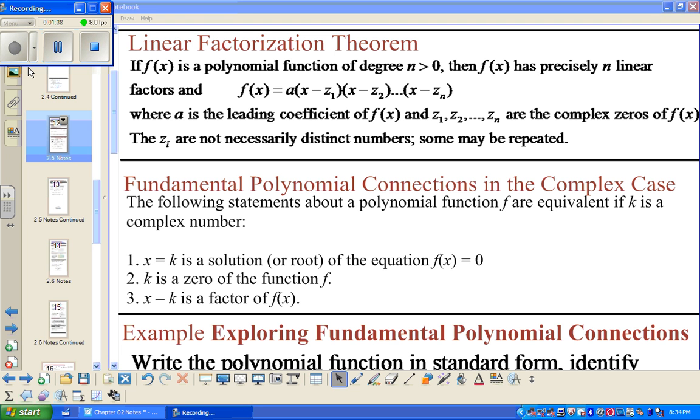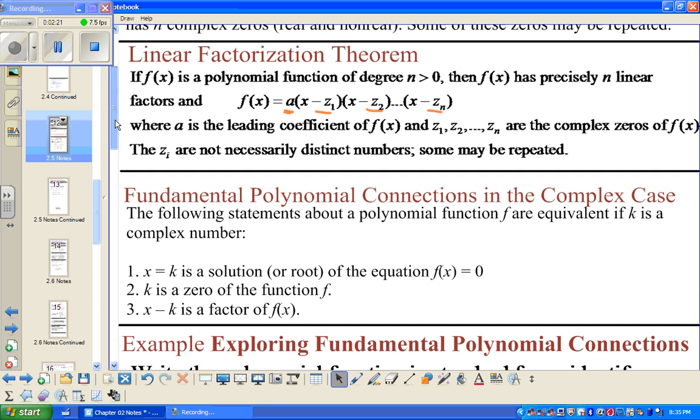Well, what the linear factorization theorem says is if f of x is a polynomial function of degree n greater than 0, then that function has precisely n linear factors, where a is the leading coefficient, and each of these z's with a different subscript are the complex zeros.